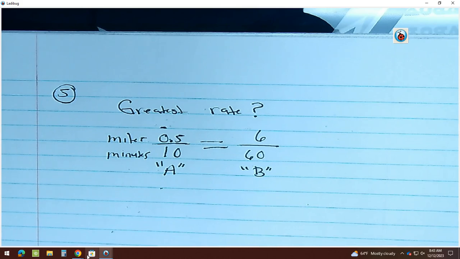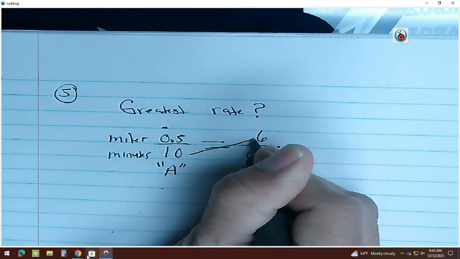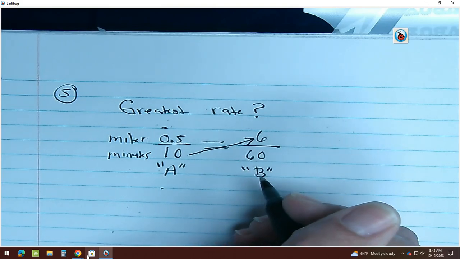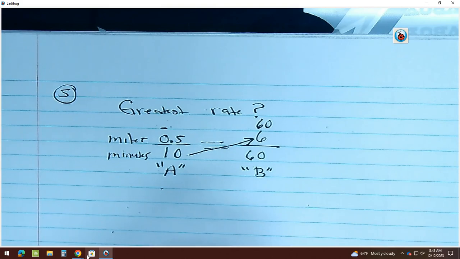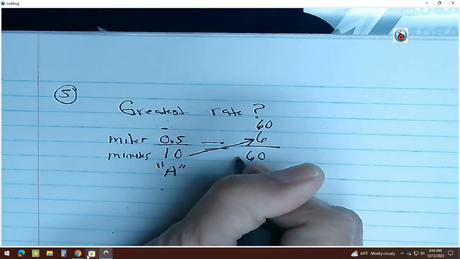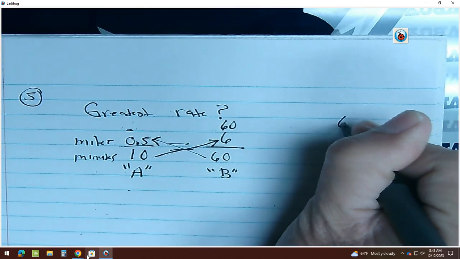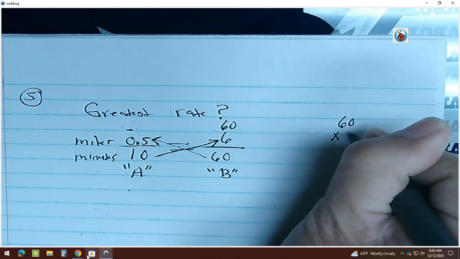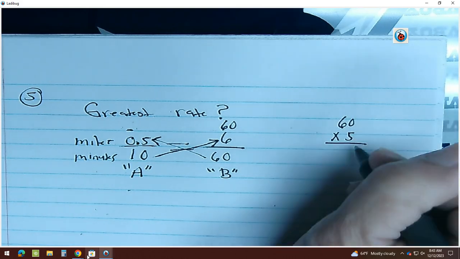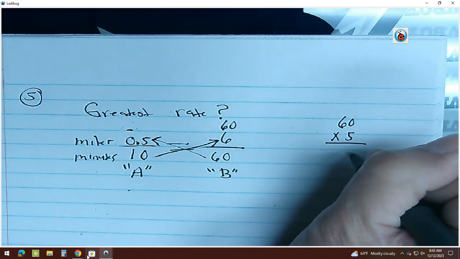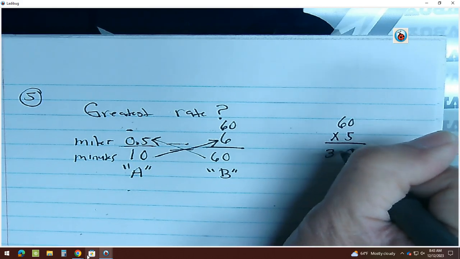Now I'm gonna do cross products. From the bottom to the top, guys. 10 times 6. 60. Ponga de arriba 60. From the bottom to the top. 60 times 0.5. Well, I have to go to the side because that's a decimal. 60 times 5. Remember that when you're multiplying decimals, you take away the decimal. 5 times 0, 0. 5 times 6, 30.